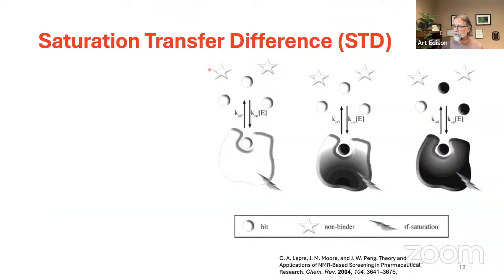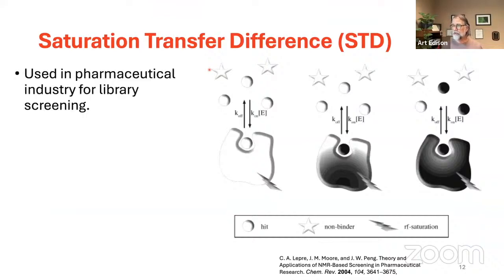STD NMR is a technique that's used routinely by the pharmaceutical industry for screening targets of interest for binding. Usually if a company is working on a protein that they want to drug, then they will have a large library of small molecules that they can then screen using a technique like STD or other related NMR techniques that I'll mention at the end, to see if things bind or not.